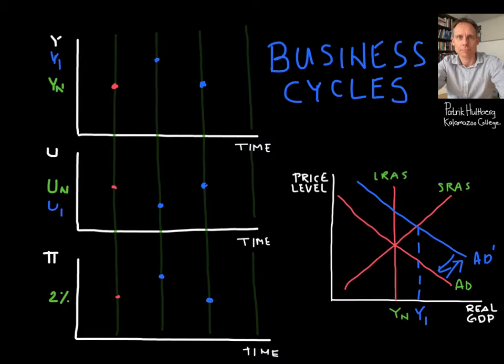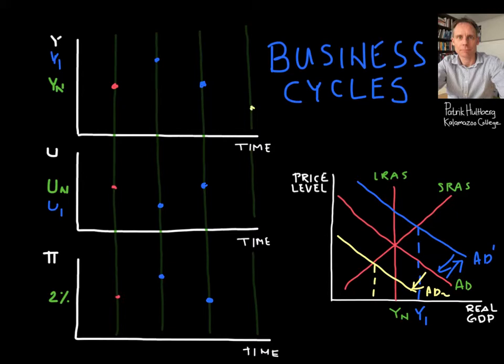Suppose next that we see a decrease in aggregate demand, maybe because there's a lack of confidence and both consumers and investors cut back on their spending. This would reduce our aggregate demand to something like this, a decrease. And you can see now that we will have real GDP that is below the natural level of output. And we can draw this point over here.